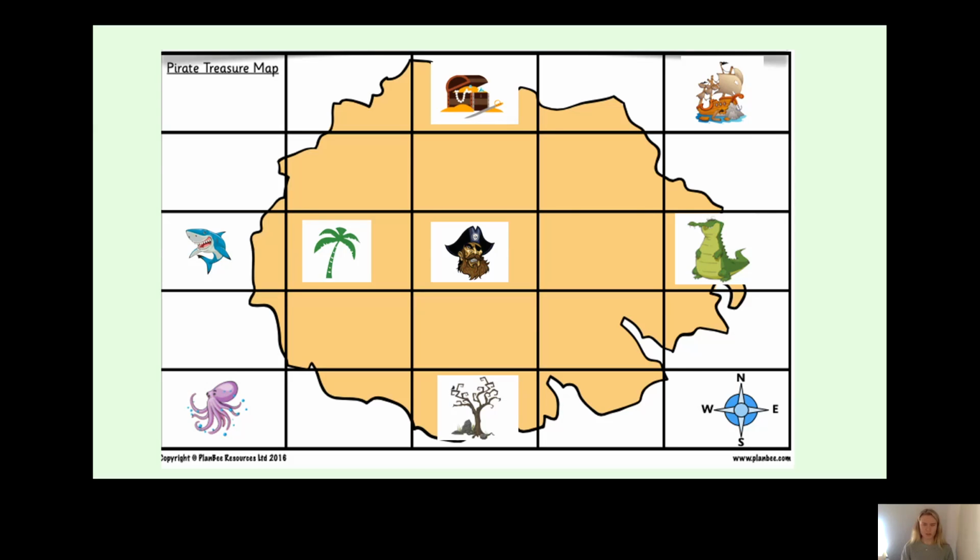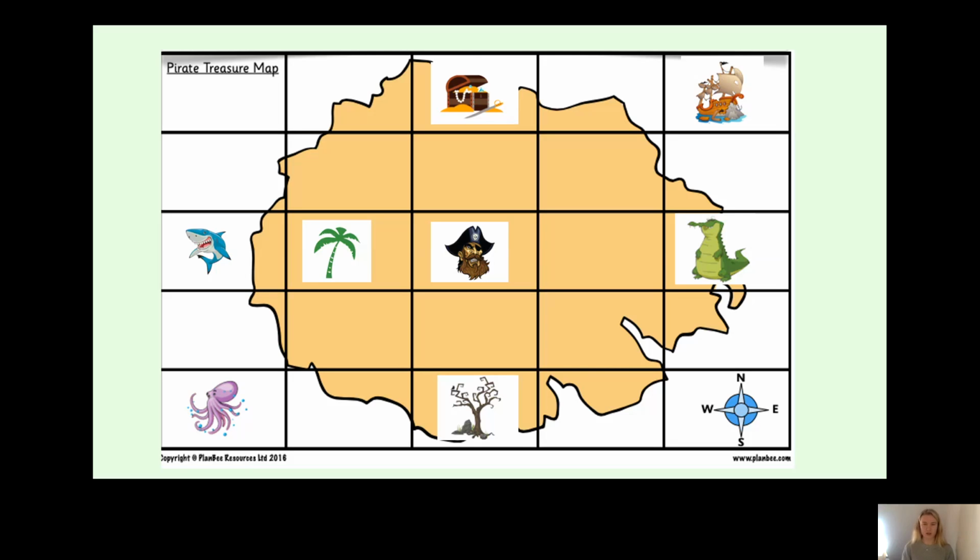Now, pause the video and I want you to have a think. How would the boat get to the treasure? Okay, pause the video now. Okay, should we see if you were correct? So, the boat would have to go west, wouldn't it, to get to the treasure chest? But how many squares? Yes, 2 squares to the west. Well done. Now let's try a harder one now.